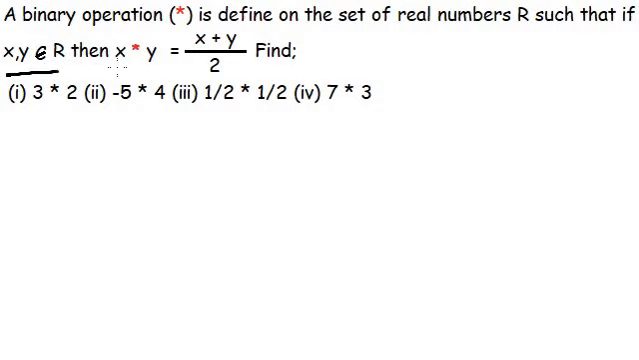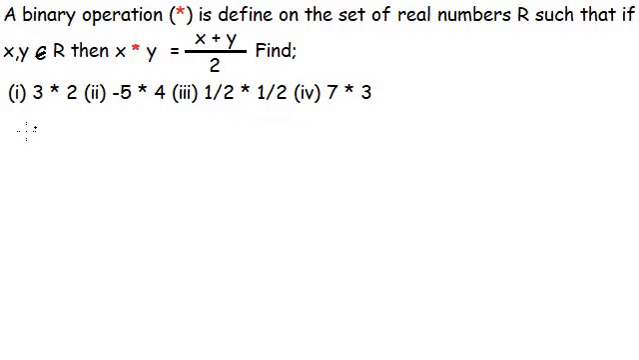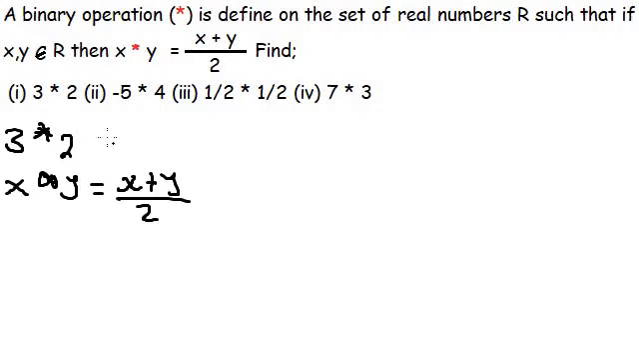So you will now be required to find some values. Let's begin with the first one. What will be 3 asterisk 2? Well, you just need to see that as if you are seeing x asterisk y. The order matters actually. Since x asterisk y is x plus y divided by 2, definitely 3 asterisk 2 becomes 3 plus 2 all divided by 2, which is indeed equal to 5 by 2. And that is the solution to the first part.